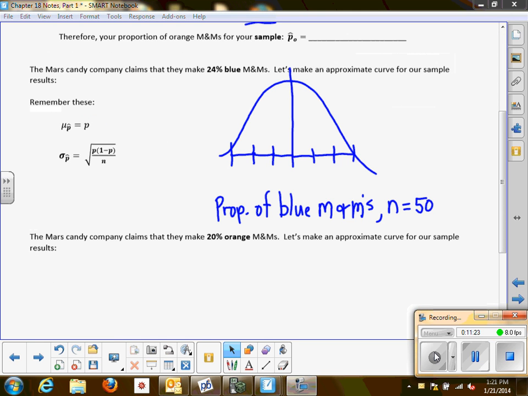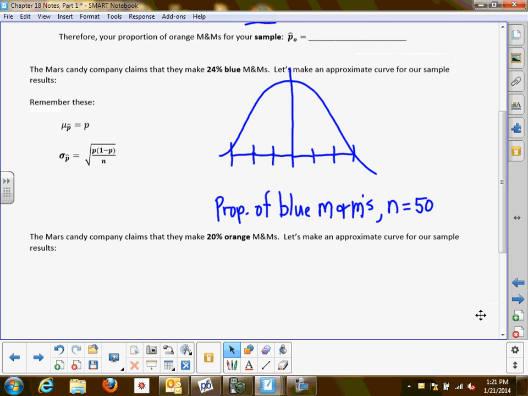Let's actually fill in the numbers and your sample results. Okay, so we'll do the blue completely through. We won't do the orange completely through. So, first things first. What number goes right here at the mean of this distribution?